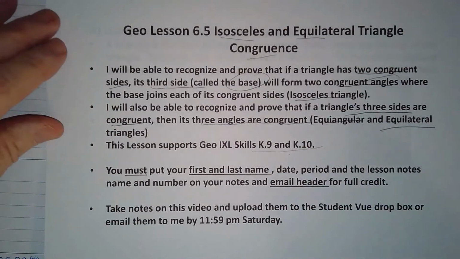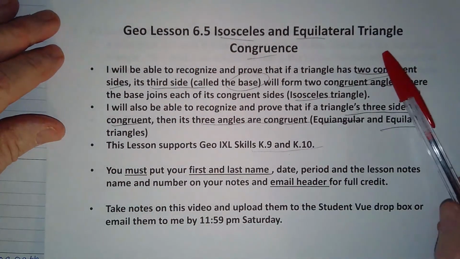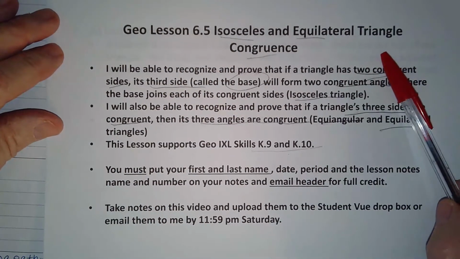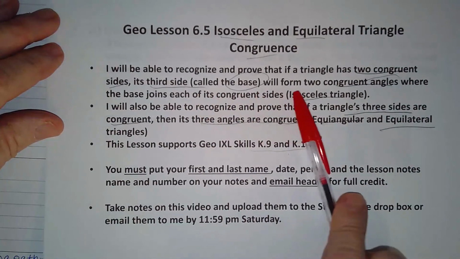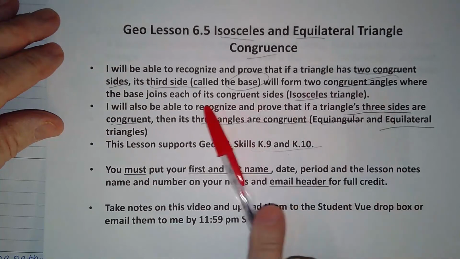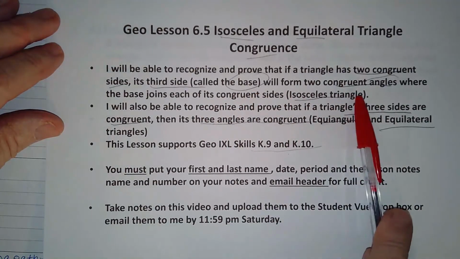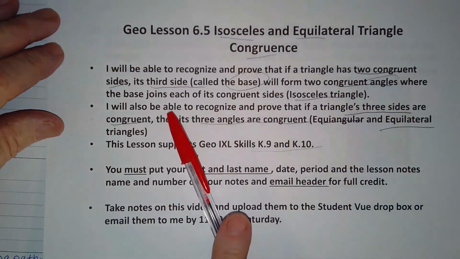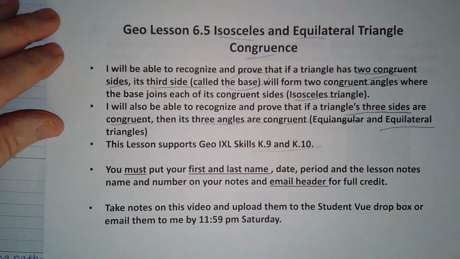Good morning. We are covering Geometry Lesson 6.5 on isosceles and equilateral triangle congruence. And so we're going to be able to recognize and prove that if a triangle has two congruent sides, its third side, called the base, will form two congruent angles where the base joins each of its congruent sides. So that's an isosceles triangle.